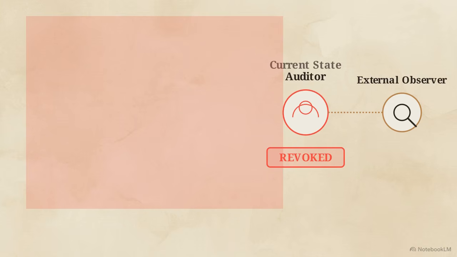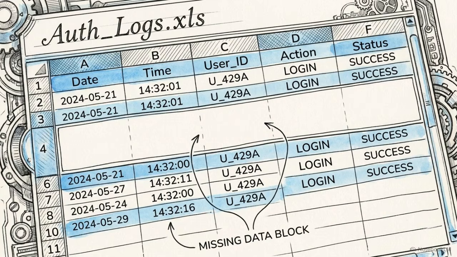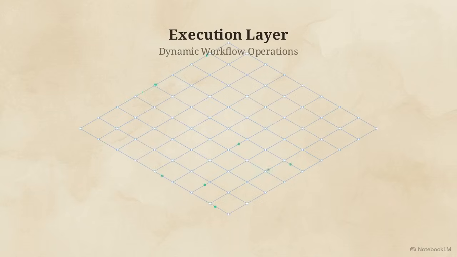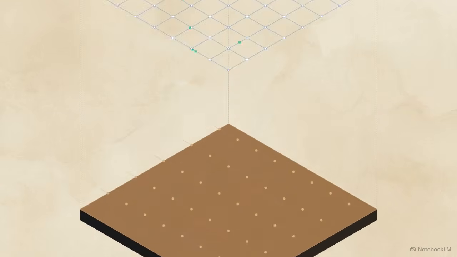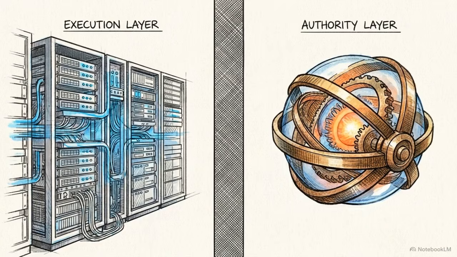To prove the auditor was active at the time of the sign-off, they are forced to trust a private internal server log that can easily be altered. Internal authorization that erases historical state is not a true security control. It's an unprovable claim. To solve this, we have to look beneath the workflow. Authority Trail is a shared public protocol built on the Hedera network, designed to act as the permanent permission layer for digital systems.